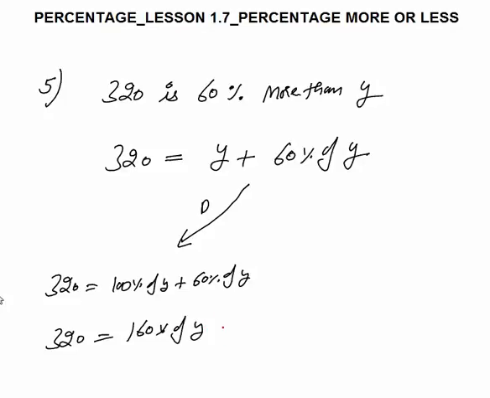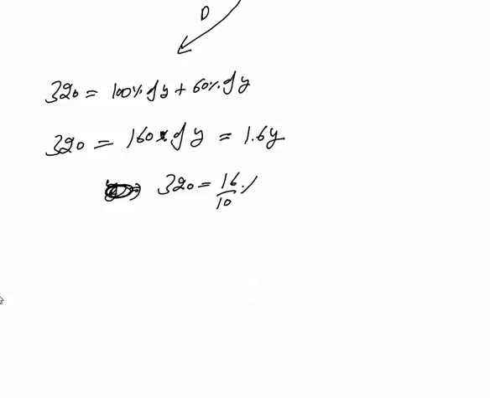Now 160% simply means convert this into decimal form. 160% means 160/100, that is 1.6y. So solving this, 320 is equal to 1.6, which is 16/10, into y. This is 16, this is 20. So y would be 200. So that was the decimal way.